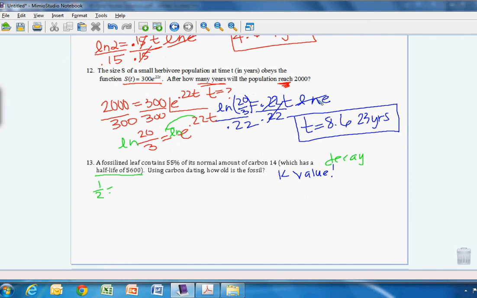But I don't need to know the initial value, but I do need to know that this half-life, okay, that means that everything was cut in half. So no matter what the initial value was, it's been cut in half at the end. So e to the k, and this is my time, 5,600. Okay, so then I'm going to add my natural log of 1/2, and that's going to equal k times 5,600 times the natural log of e, which is 1. So that's going to go away. So I'm going to divide both sides by 5,600.